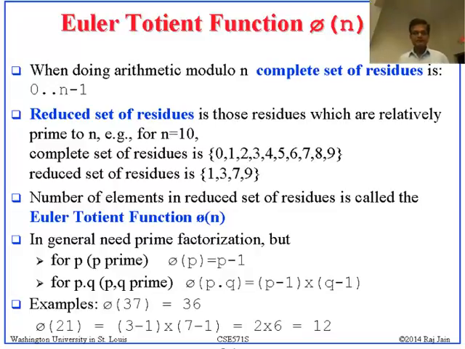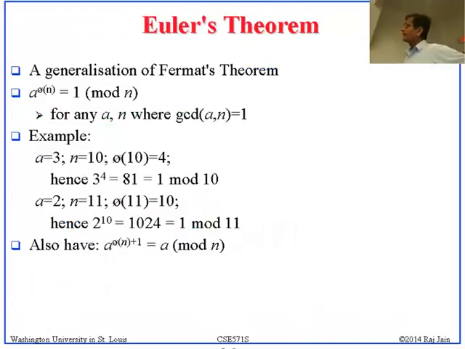Now, here is a theorem which says that a raised to phi n equal to 1. So Fermat said that a raised to p minus 1 is 1, right? Where p is the prime number. Now this theorem applies to non-prime numbers. If n is prime, then this will become a raised to p minus 1 mod p equal to 1, right? So that will become Fermat's theorem. But this is more general because now if n is not prime, then also we know what will make it 1.